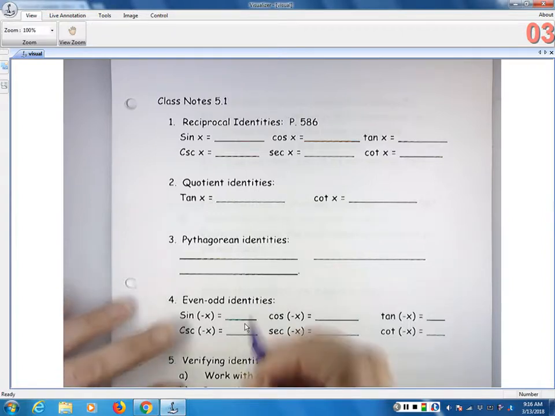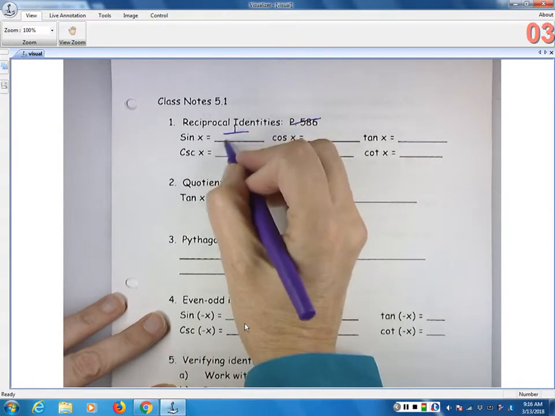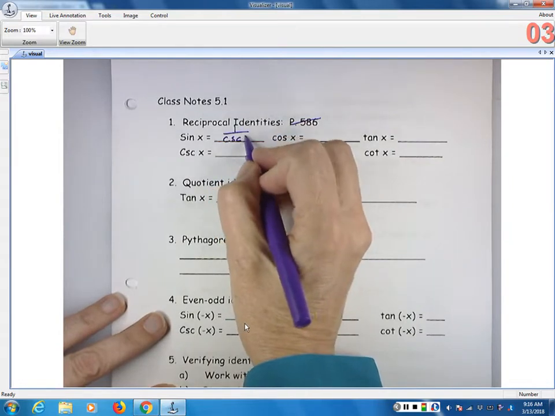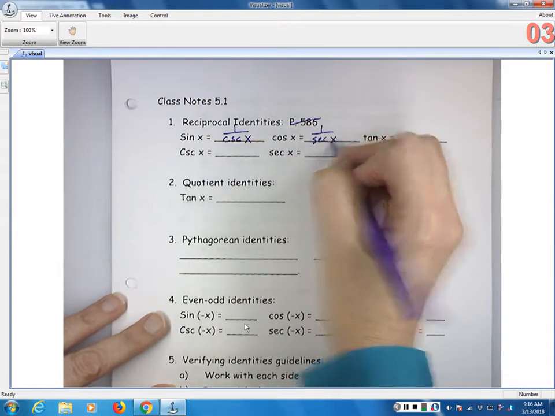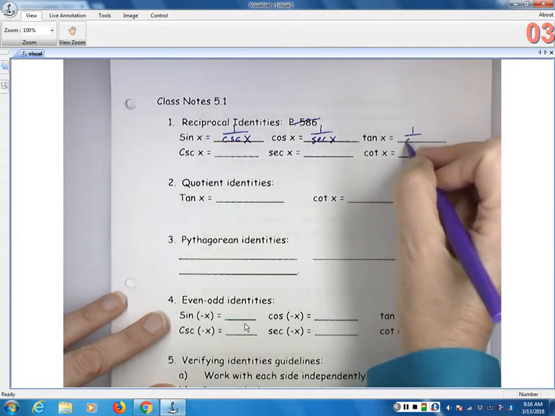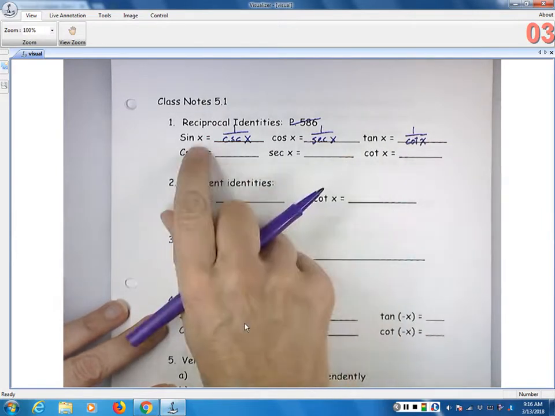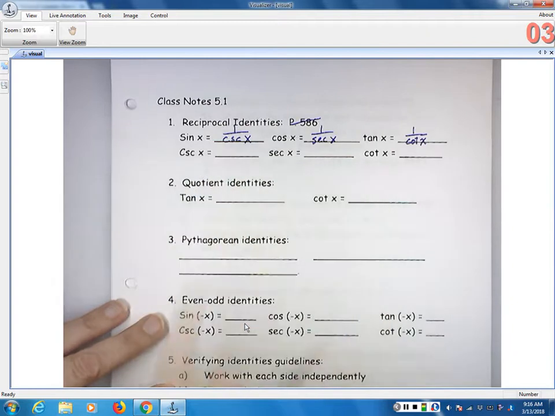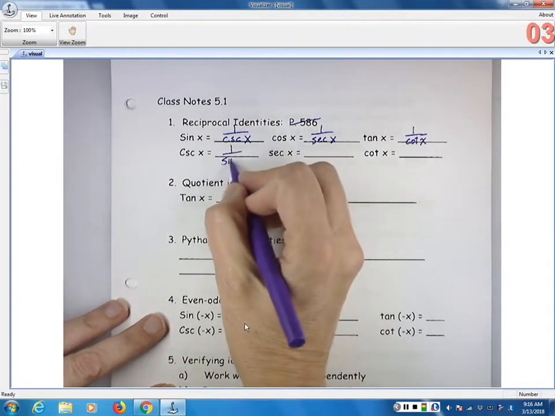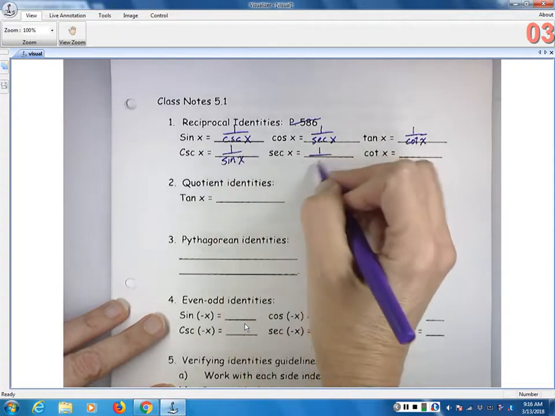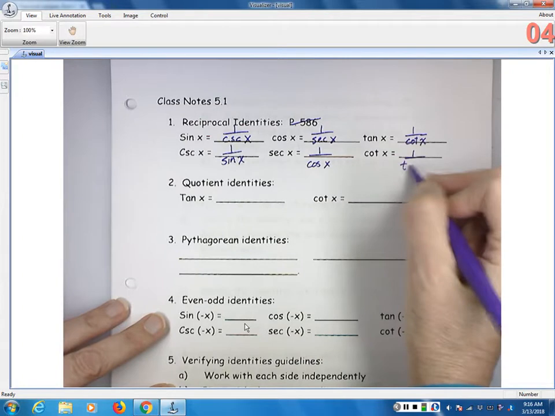Reciprocal identities. And this is not the right page. These page numbers aren't going to be right for the new edition. So: 1 over cosecant x, 1 over cotangent x. And it is important to write the angle. X is an angle. Don't just write 1 over cosecant and leave the x out. 1 over sine x, 1 over cosine x, and of course 1 over tangent x.